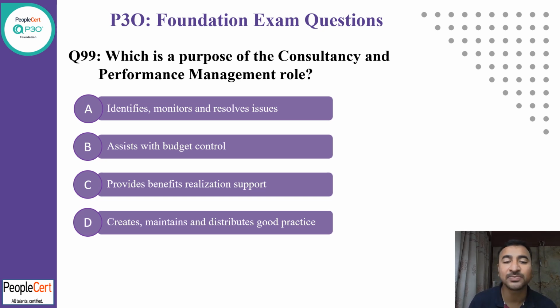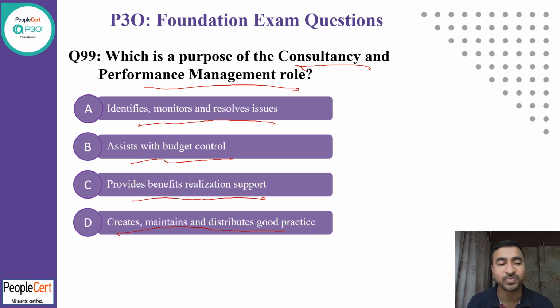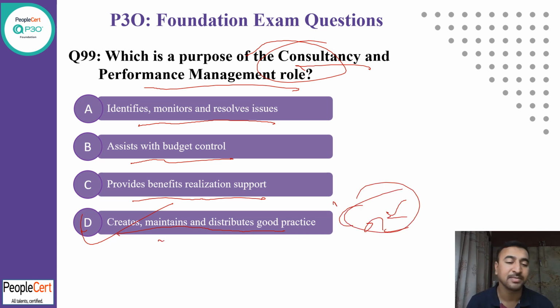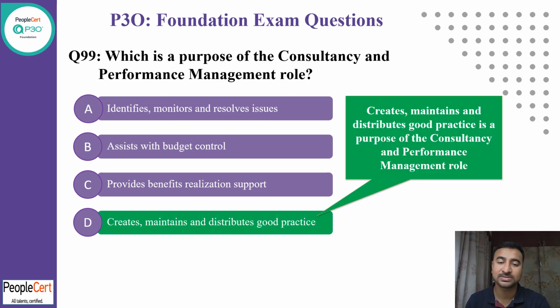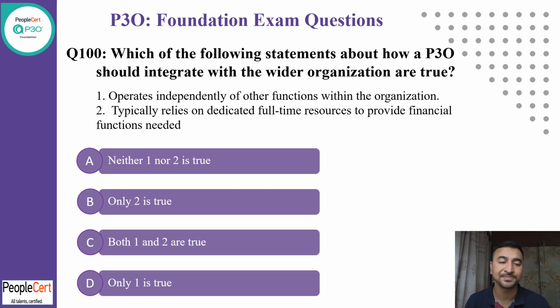Question 99, which is the purpose of consultancy and a performance management role? Identify, monitor, resolve issue, assist with the budget control, providing benefit realization support, create, maintain, distribute good practices. I believe it's a consultancy kind of role, so that is related to D, that is a COE function, center of excellence. They are managing, creating, maintaining and distributing the good practices. So I believe D must be the correct answer. Yeah, it is. Create, maintain and distribute good practices is the role of consultancy and performance management role.